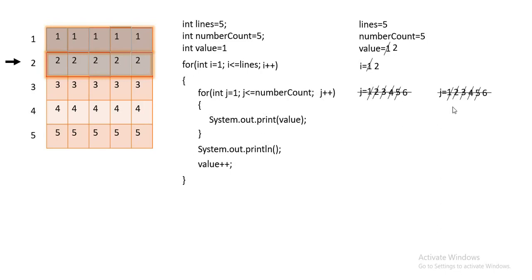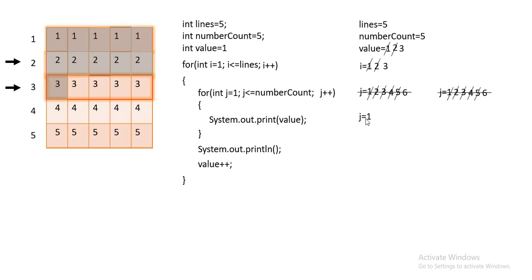So end this for loop and print a new line. Then reinitialize the value variable. Value becomes 3. Now go back to i++, i becomes 3. 3 less than or equal to 5, so it comes to this for loop. Now line 3 is selected. Now j equal to 1. 1 less than or equal to 5, so print the value, which is 3.